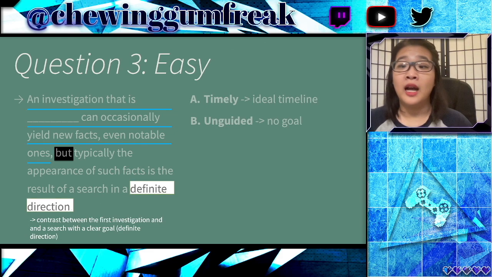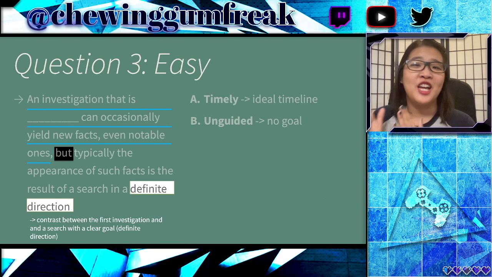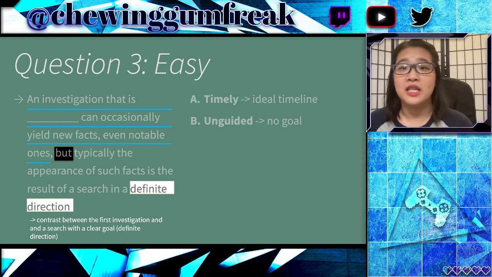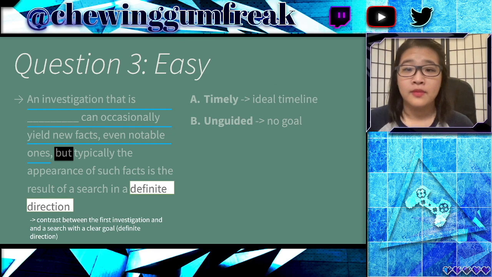Choice B is unguided, with no goal. That does sound like it's the opposite of having a definite direction. If you have a definite direction, you know where you're going. If you're unguided, most of the time you don't. So this looks really promising.